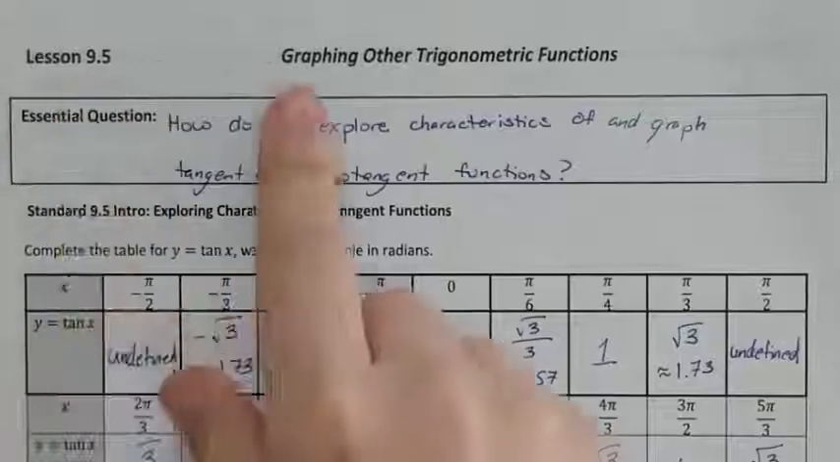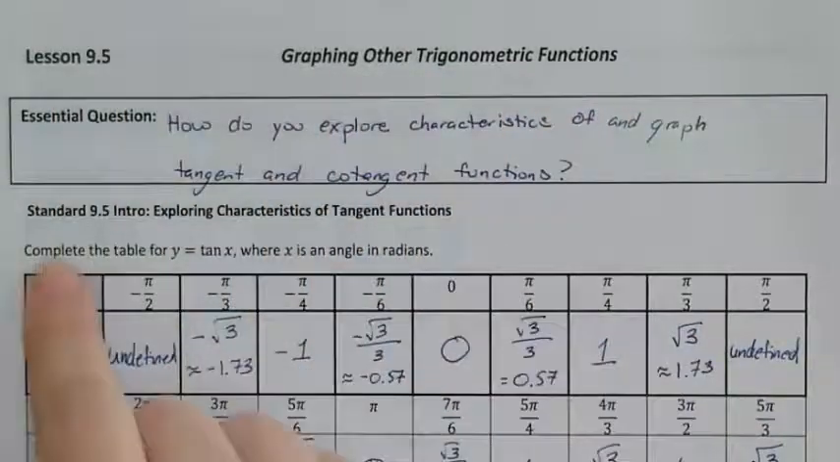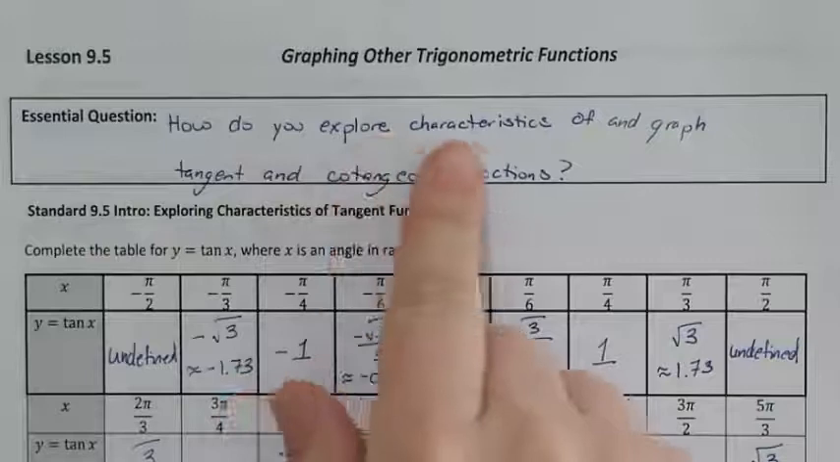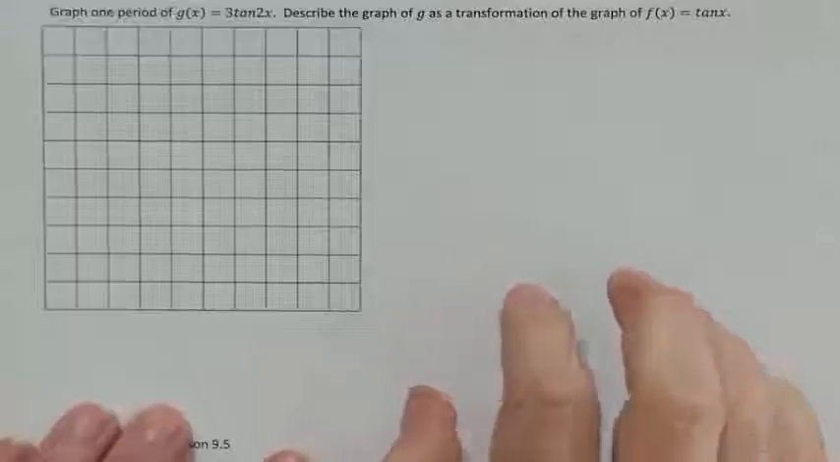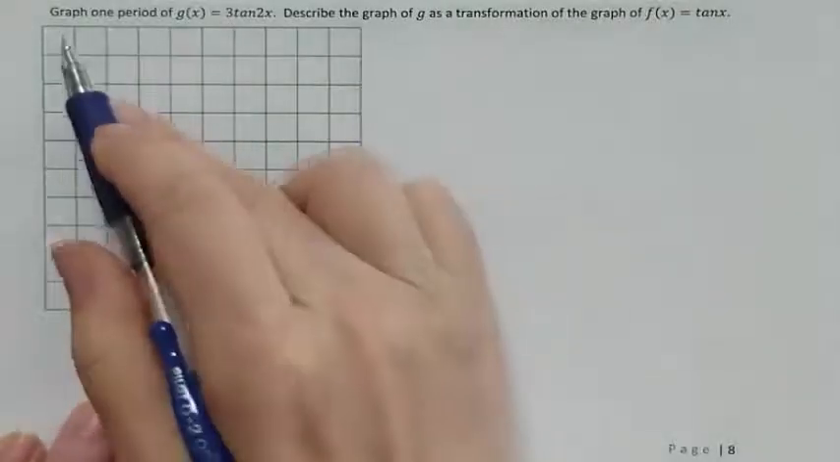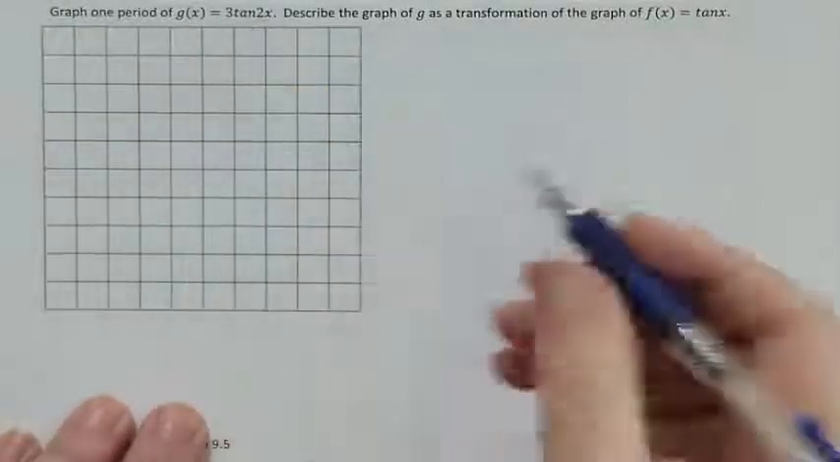Lesson 9.5, Graphing Other Trigonometric Functions. Our essential question: how do you explore characteristics of and graph tangent and cotangent functions? There are 3 graphs left on the page for independent practice. Let's go ahead and take a closer look at those. We're being asked to graph one period of tangent.